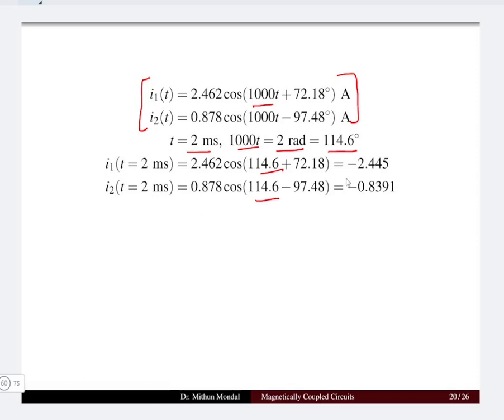Now we can obtain the currents I1 and I2. But remember here, these values will be converted to radian and only then the cosine will be obtained. We should not take this in degree, otherwise a mistake will come.